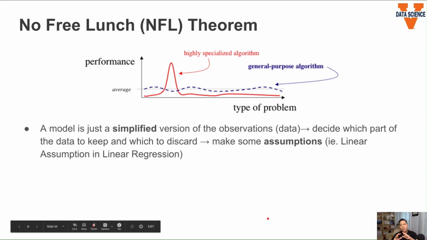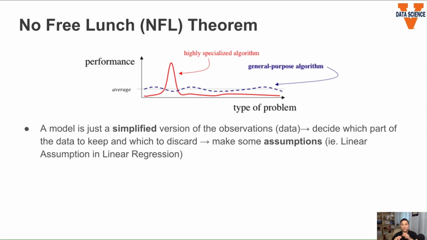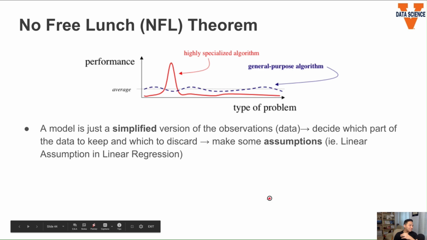Keep in mind that the model is just a simplified version of the data, right? So it's basically trying to determine which part of the data to keep and which part of the data to be discarded. So it has to make some assumptions. For example, in the linear regression problem, we make a linear assumption.